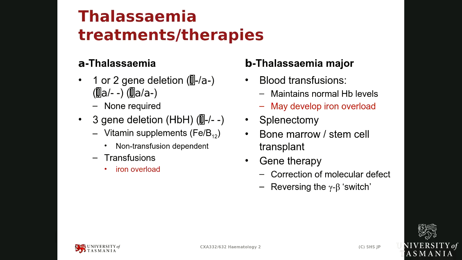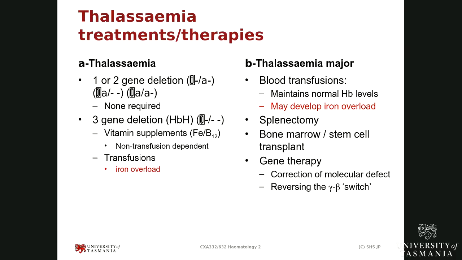As I said before, you can have transfusion-independent and transfusion-dependent forms, or it could be that the person just needs to make sure that they've got enough vitamin supplements, because we've got increased turnover of red cells, so we need increased nutrients to supply the bone marrow.